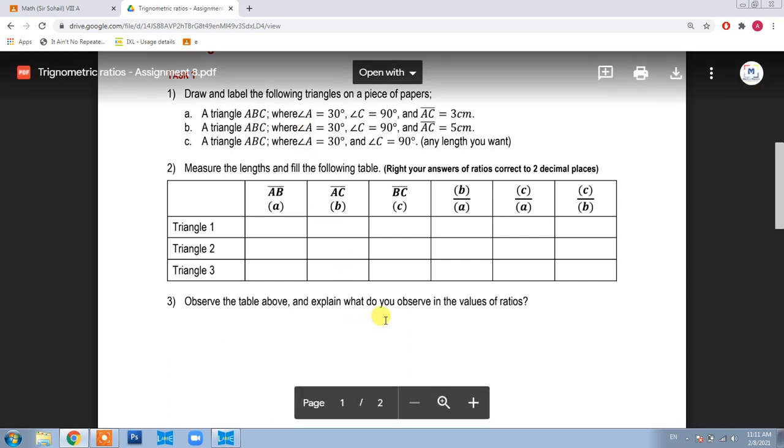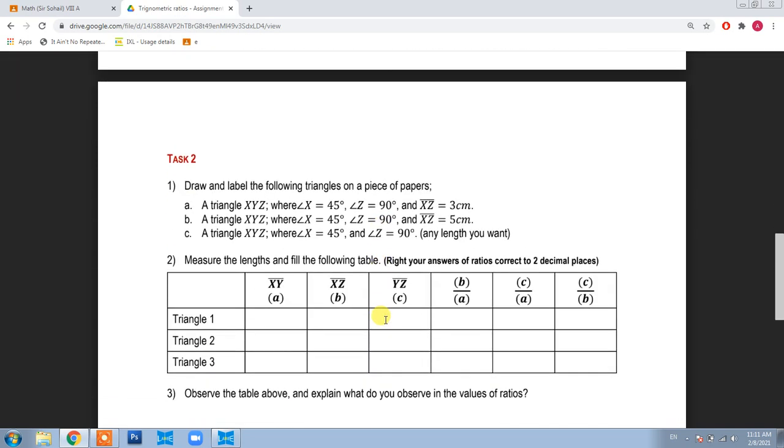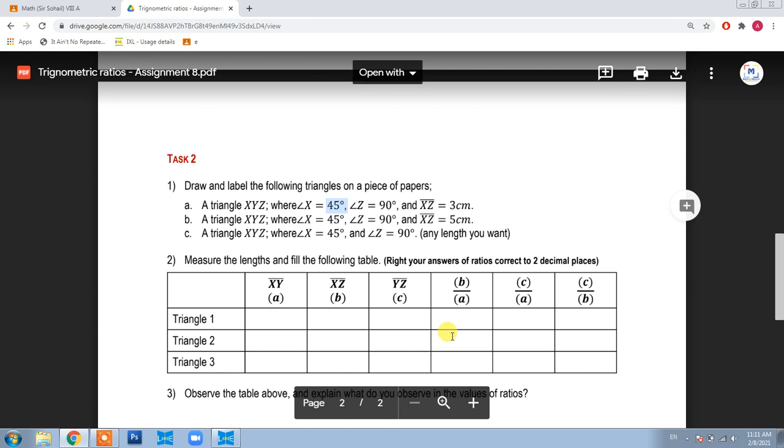So this is your first assignment, and in the second assignment you need to do the same thing, but the angle of 30 degree will be replaced with 45 degree. All the remaining tasks will be the same.